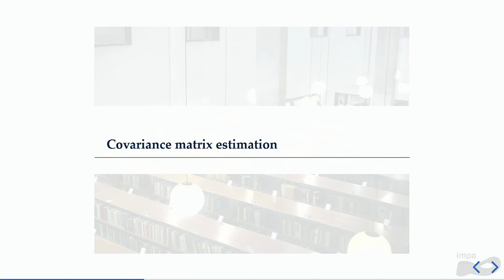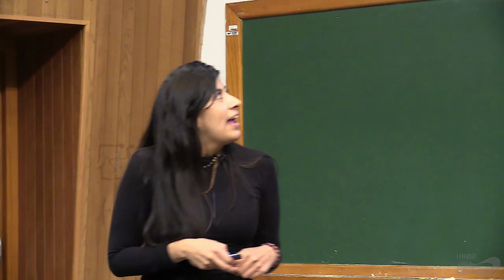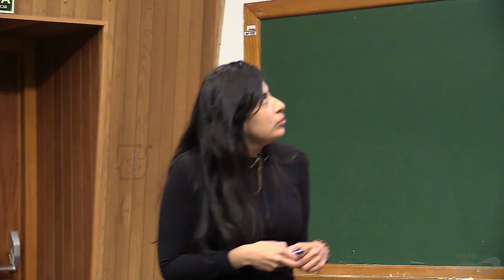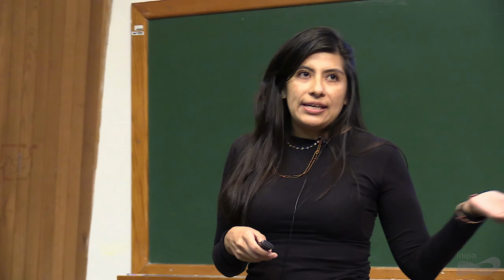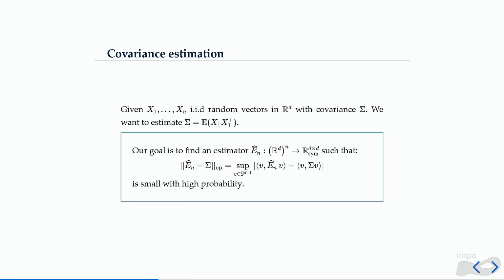This is an important problem in high-dimensional statistics and has regained a lot of attention in the past decade. It has applications for principal component analysis and linear regression. So let's see what this problem is about. Given X1 to Xn IID real random vectors with a common probability distribution, we want to estimate the covariance. Our goal is to find a random element such that the deviation between this random element and the covariance in the operator norm is small with high probability.